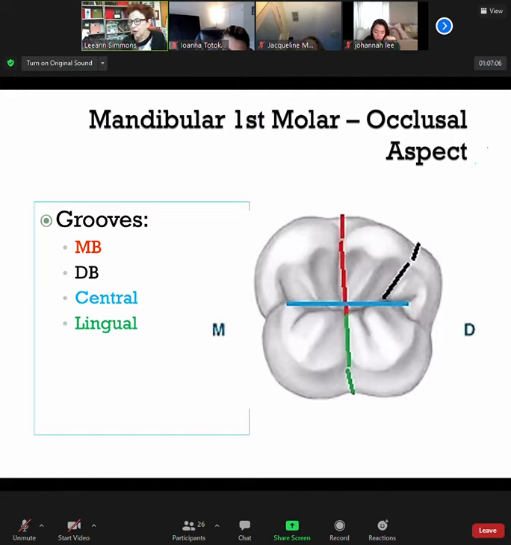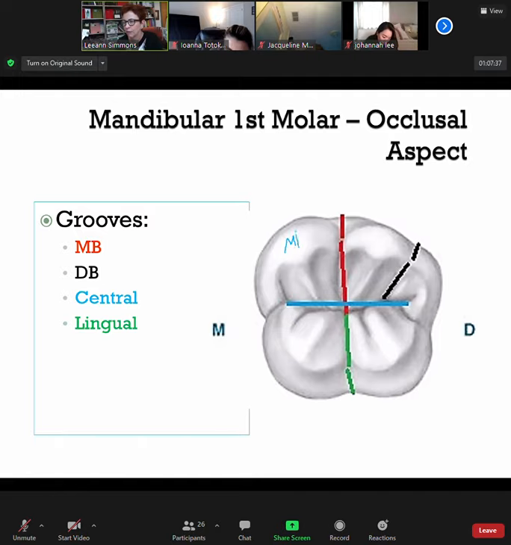And then here are the grooves. All right, there is a central groove here in blue. The mesiobuccal groove going between the 2 largest cusps of the buccal aspect is the mesiobuccal groove in red, distobuccal in black, and lingual groove in green. So you need to know these grooves, okay? You will be tested on them and naming them.